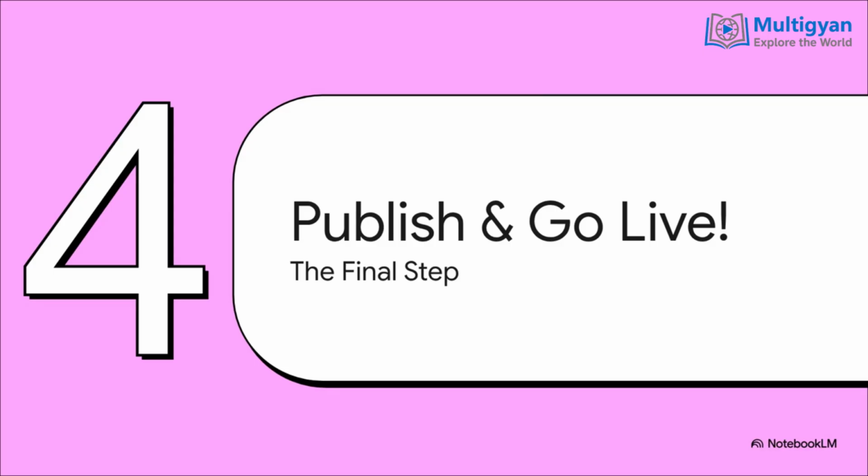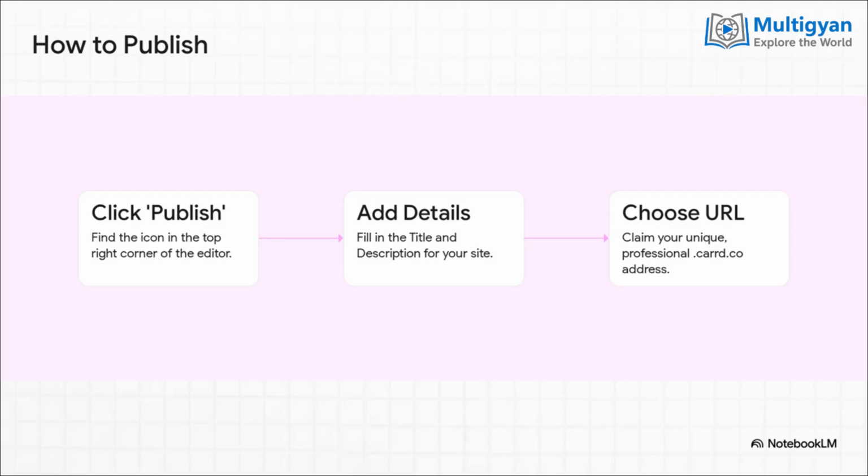So you've added your picture, your bio, all your important links. You're ready to go. This is the final, and honestly, the most exciting step. Let's get your brand new site live on the internet. And publishing is just as easy as everything else. You're just going to click that publish icon, add a quick title and description, and then you get to claim your URL. Quick pro tip here, try to get yourname.card.co. It just sounds clean and professional.